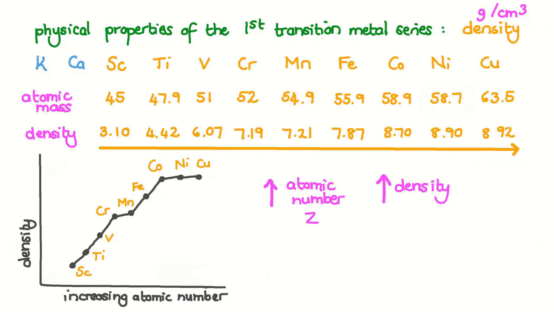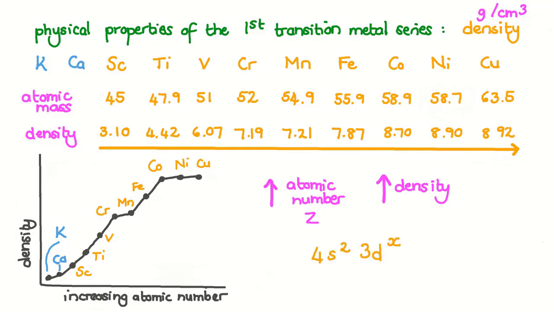What about the s block elements potassium and calcium? How do their densities compare with these transition metals? Potassium's density value, which is about 0.86 grams per cm cubed, and calcium's value, which is about 1.55 grams per cm cubed, are notably lower than the values for all the other transition metals.